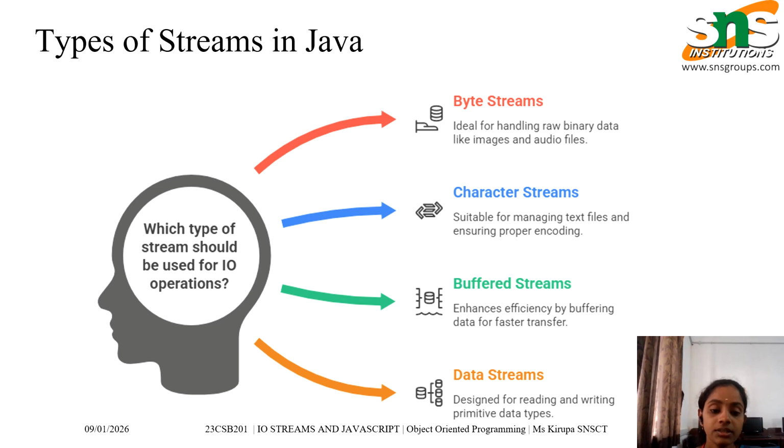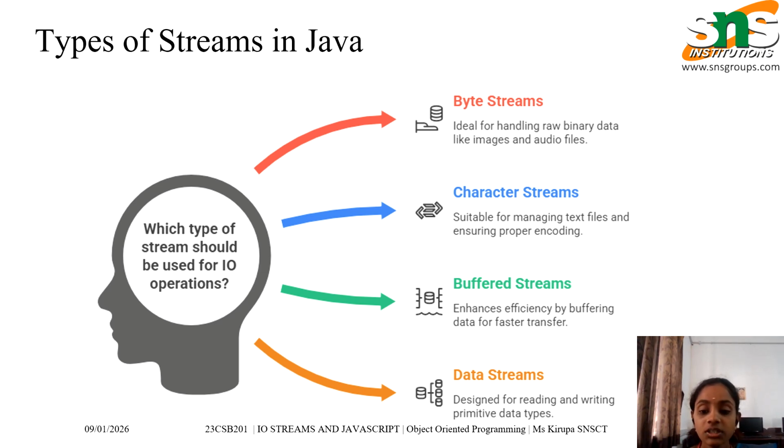And then character streams. Character streams are used for text data. They support Unicode, and we know that there are different types of codes and proper character encoding. They read and write character by character. Example classes are Reader, Writer, and FileWriter. We use character streams when reading or writing a text file.